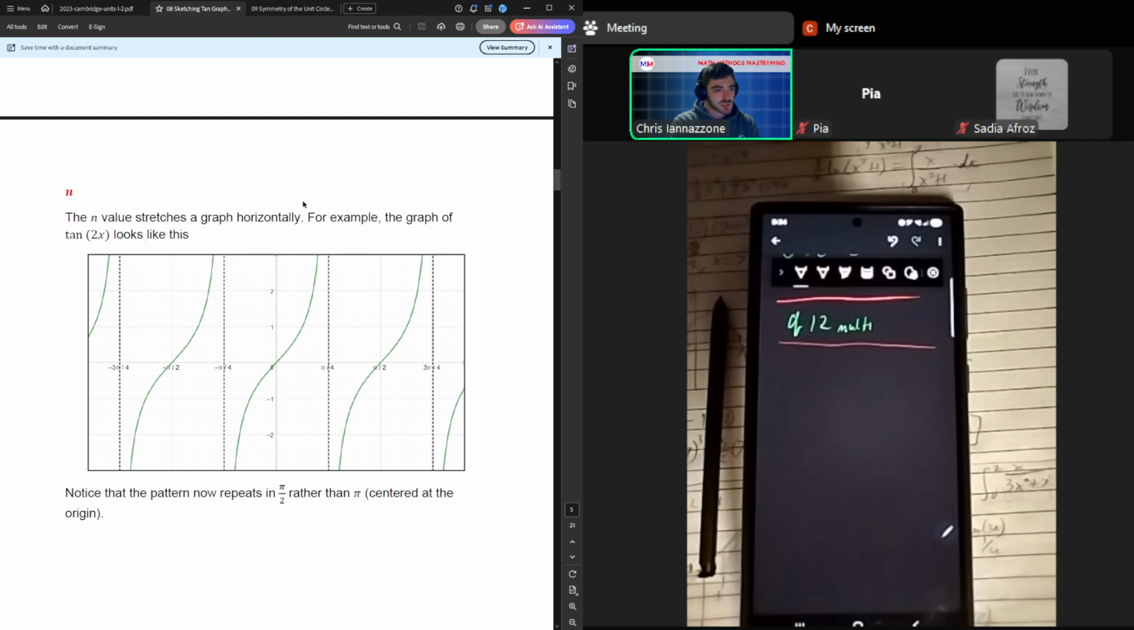N, just like other circular functions, will change the period of the circular function. So if you have tan 2x, instead of having pi over 2 and minus pi over 2 here, you've now got half of that. And again, if you think about the whole sine divided by cos situation, that's because you now have cos 2x equals 0. 2x equals pi over 2, x equals pi over 4. So it's the same sort of logic that applies here as well.